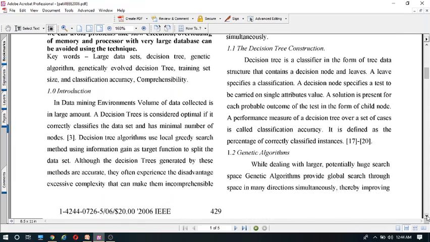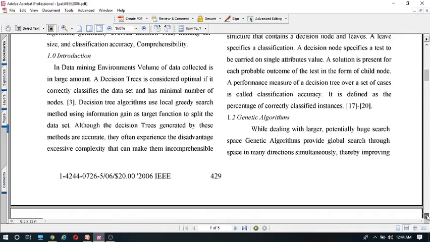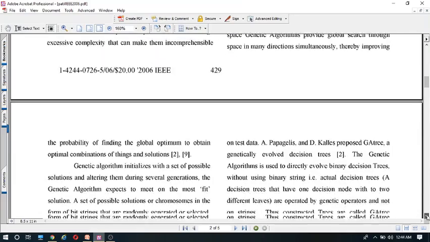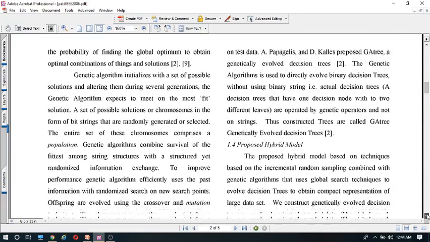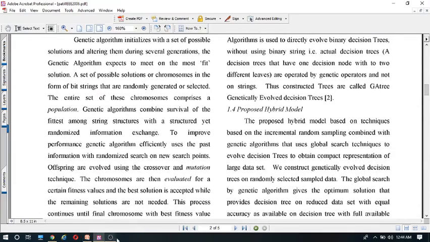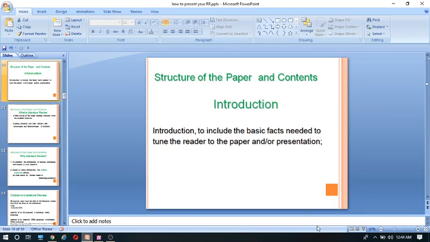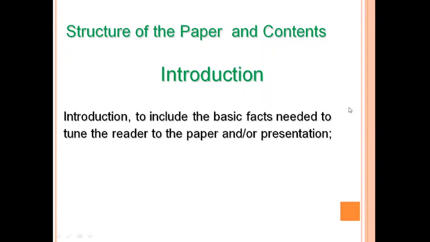Then the next topic explains the genetic algorithm, as this is an evolutionary approach, how the genetic algorithm works. So it gives basic facts about the genetic algorithm, and then the hybrid decision tree is mentioned here. Like this, the introduction section includes the basic facts needed to tune the reader to the paper, or it may be your presentation.